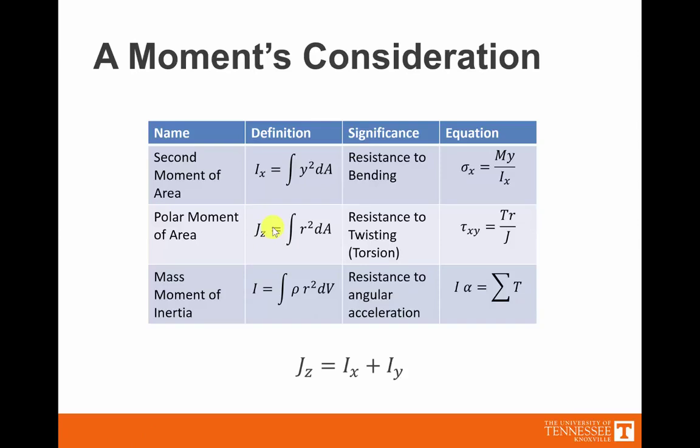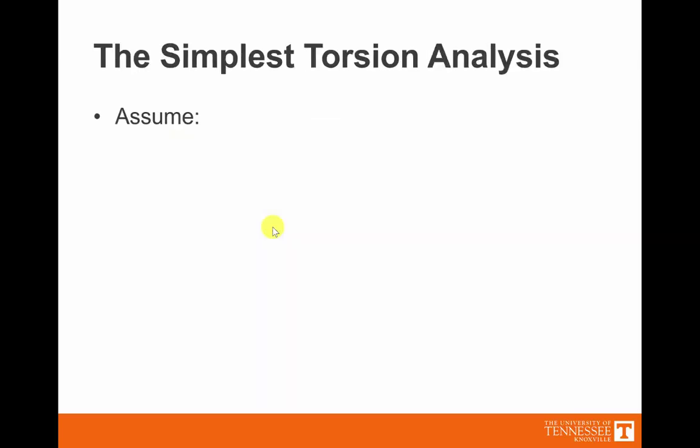And also I want to point out that there is a relationship between the polar moment of area and the second moment of area. So there's the relationship between the two. Okay, so with that said, now let's take a look at a simple torsion analysis.